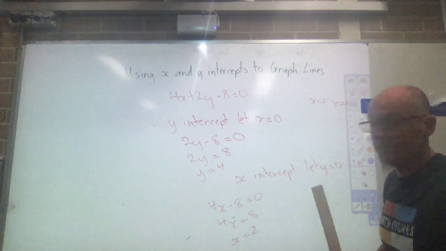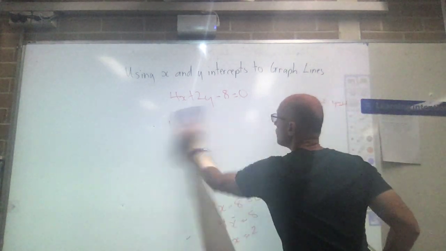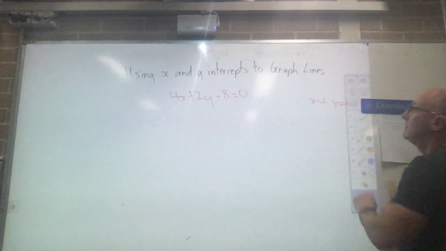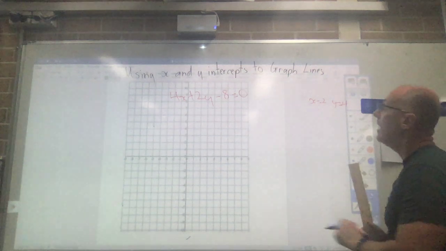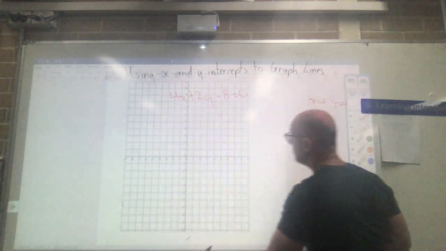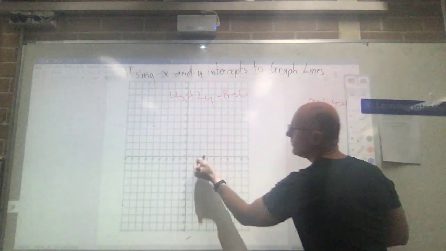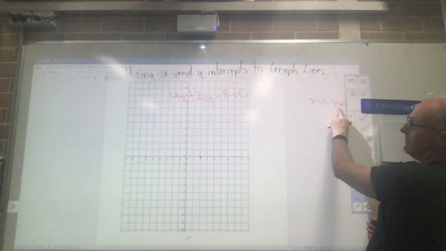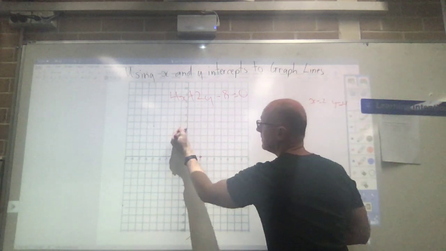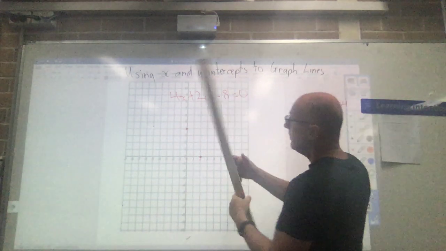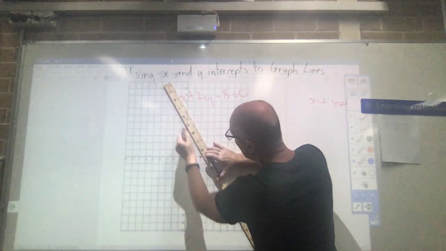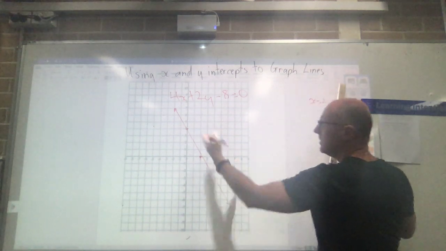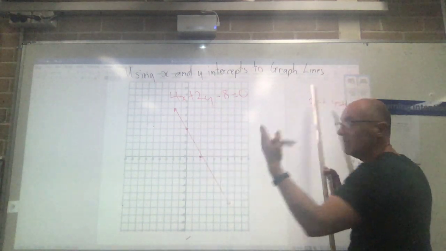Now putting this equation onto the graph, we've got our 2 points. X equals 2, y equals 4. Here we go, draw our line, a bit straighter. Put the arrows, write the equation on the line, and there you're done.